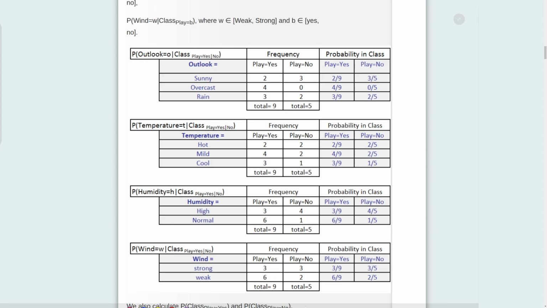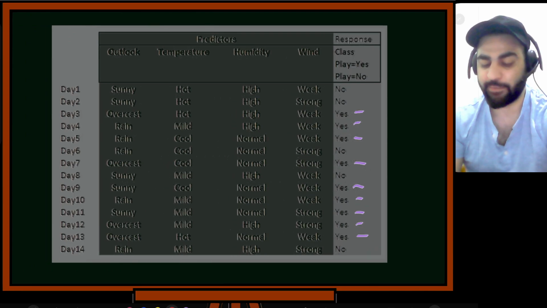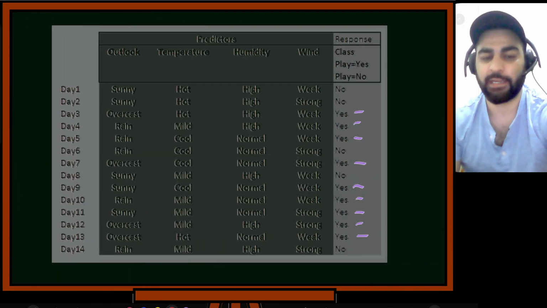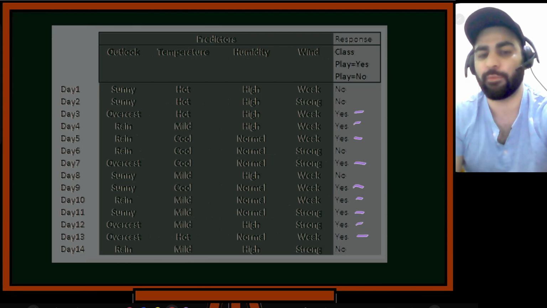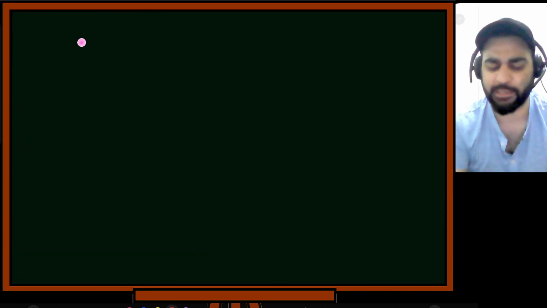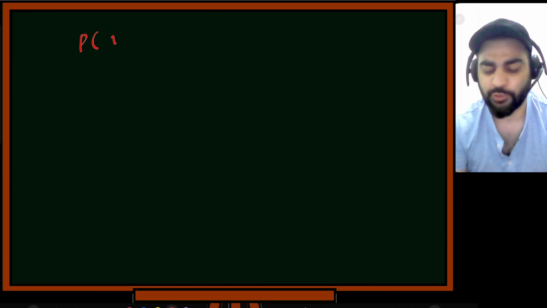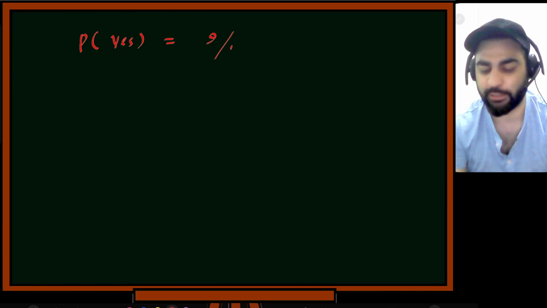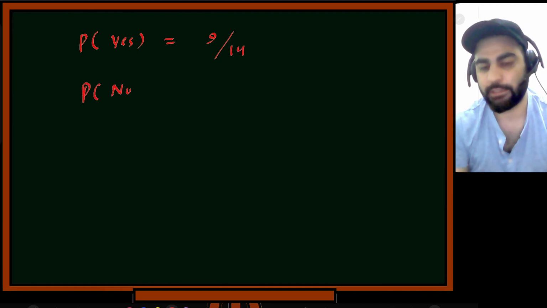So I hope that this is now clear to you. You can construct all these tables by just seeing the data. Okay, now we have these tables for this kind of data, and now we'll see what we want to compute. And one more thing that we have to compute is probability of classes. Probability of class yes is 9 out of 9 plus 5, that is 14, 9 by 14. And probability of class no, that is 5 by 14.